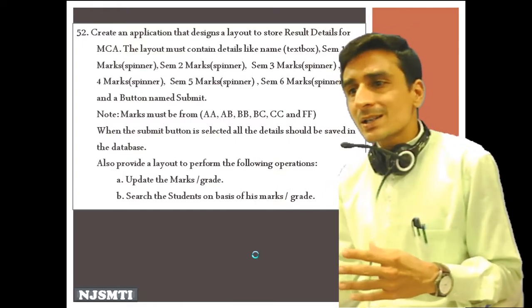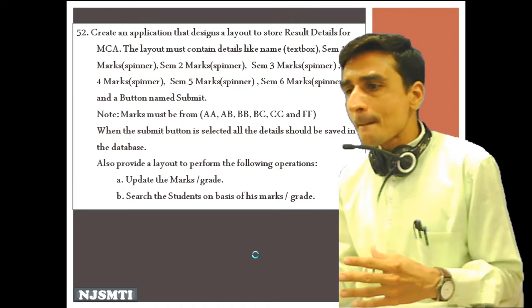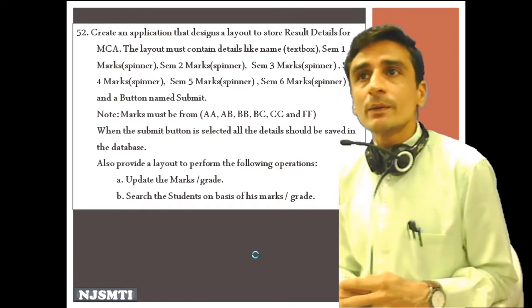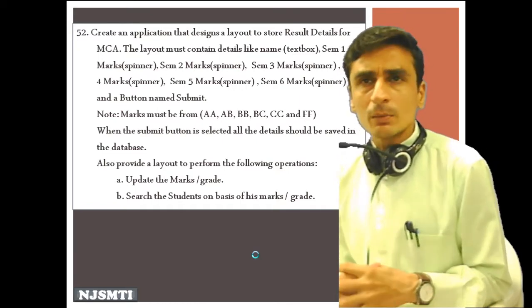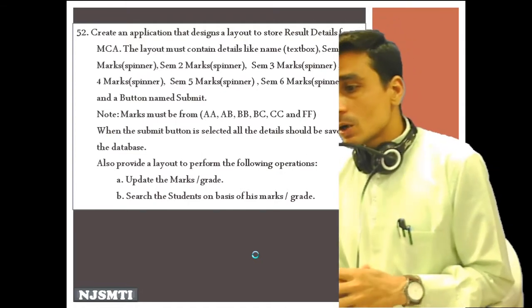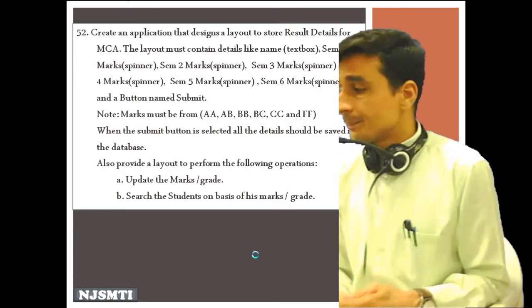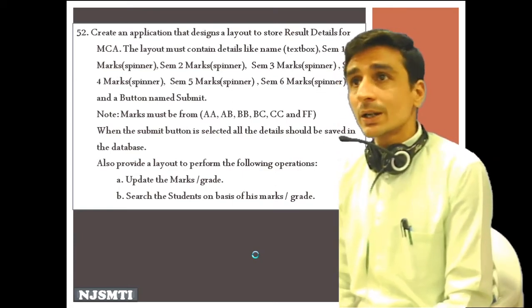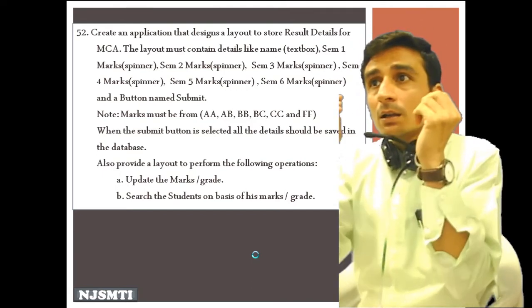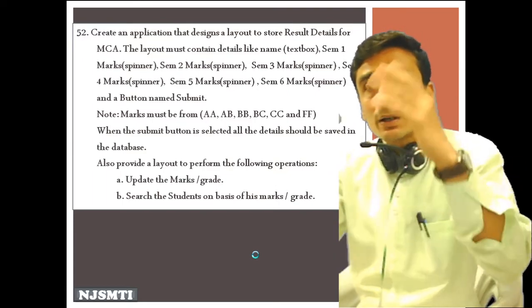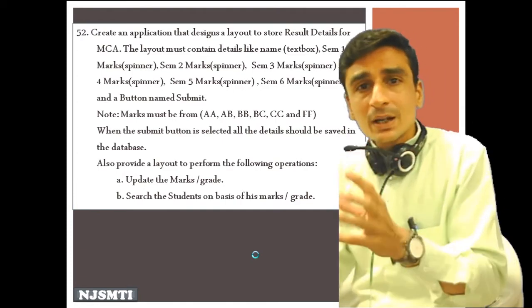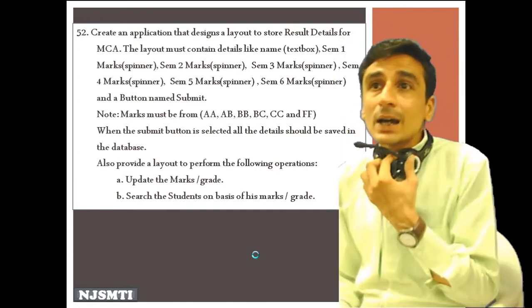So although it is not asked in the definition, we will put one unique field, one primary field, in our table. It will be roll number or enrollment number. We will put enrollment number, according to GTU. Search the student on basis of his marks or grade. We have to search students based on his marks or grade. So we have to ask the client to give us the grade, and the grade entered by the client should be matched in the table, and the records which have matching grades should be displayed to the client. But again, there is one confusion.